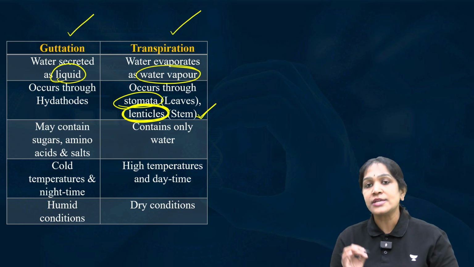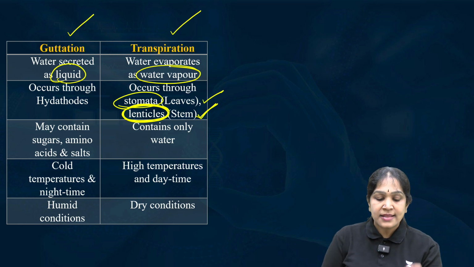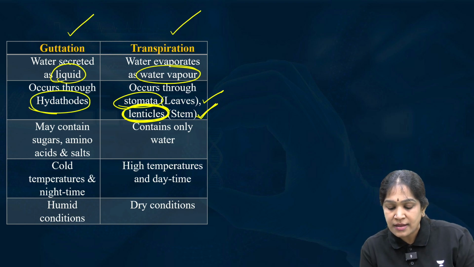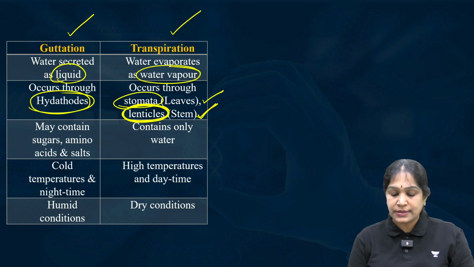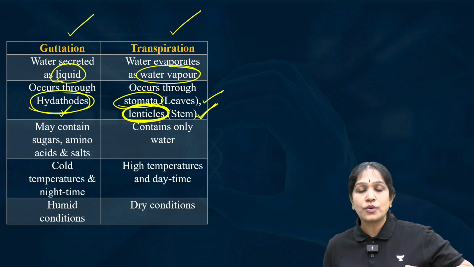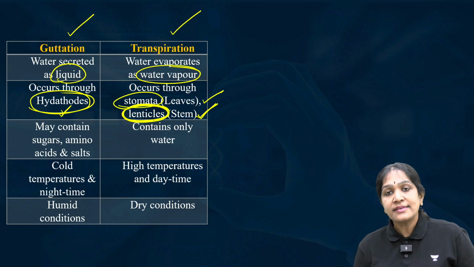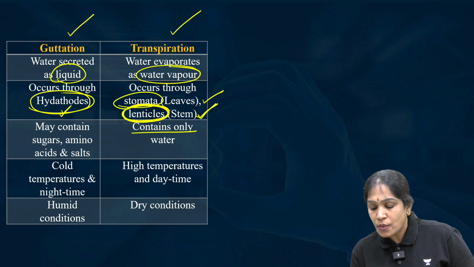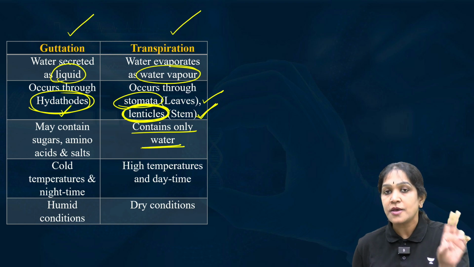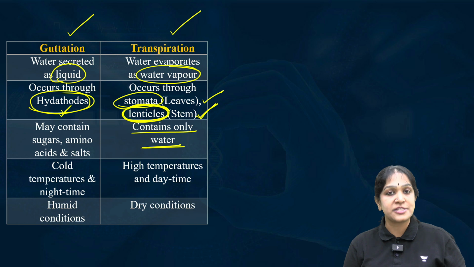So the transpiration occurs from the stomata and lenticels, whereas in guttation, those dew drops are coming out through the hydathodes. Hydathodes, memorize the word. This is the second difference. Hydathodes are another type of pores. Is it clear? Then, in transpiration, it contains only water. Minerals are not being lost. Pure water comes out in the form of water vapor in transpiration.